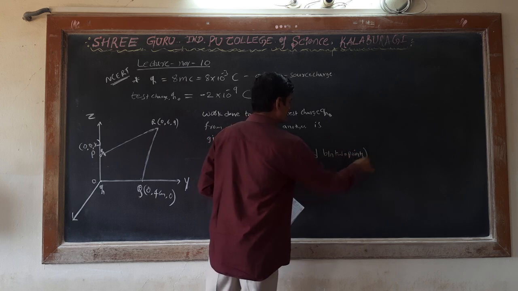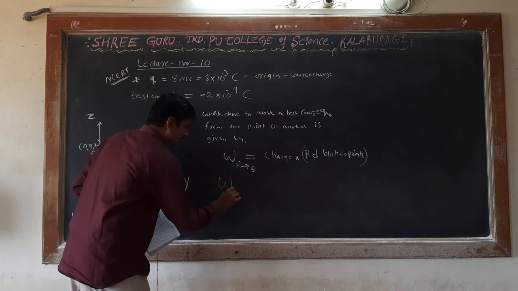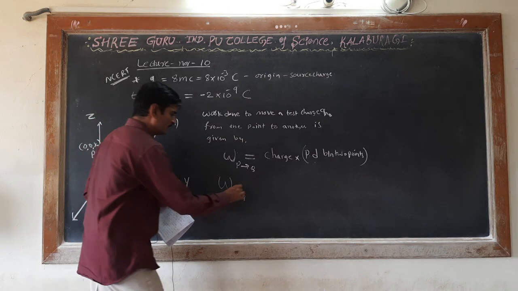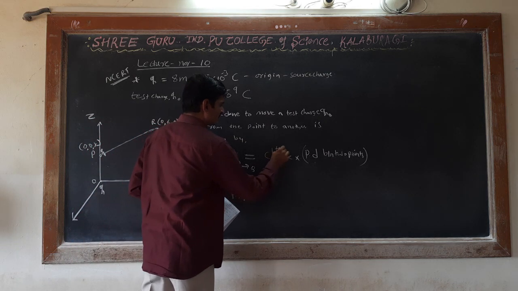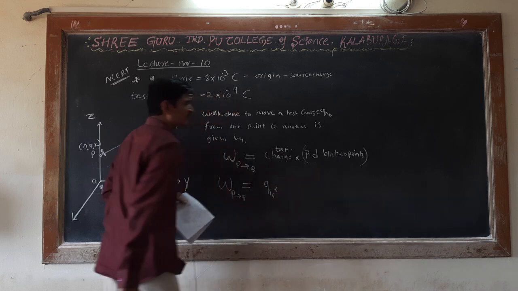Potential difference between 2 points. This is the formula. So therefore, work done in moving the charge q naught from P to Q is equal to q naught, the test charge, into the potential difference between the 2 points.